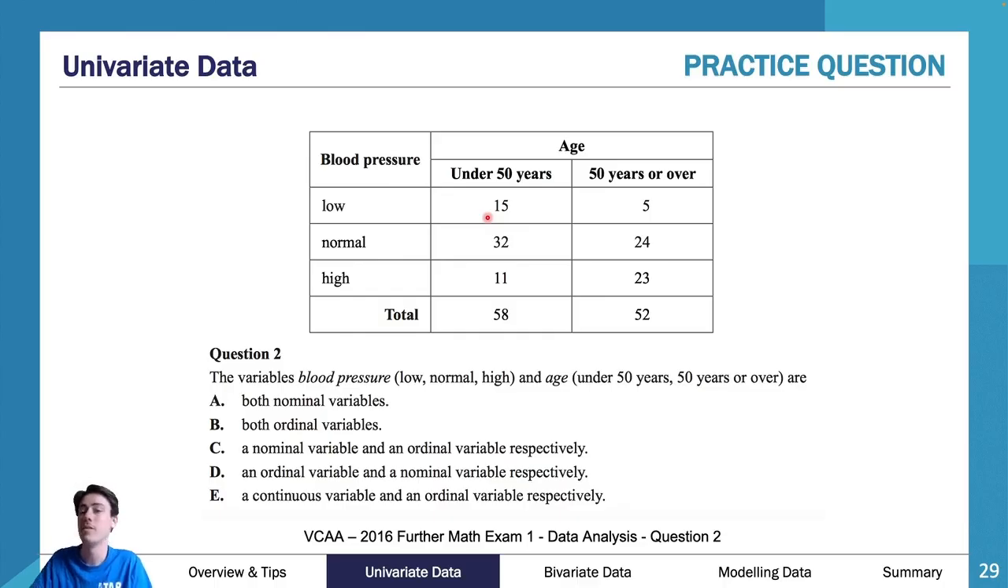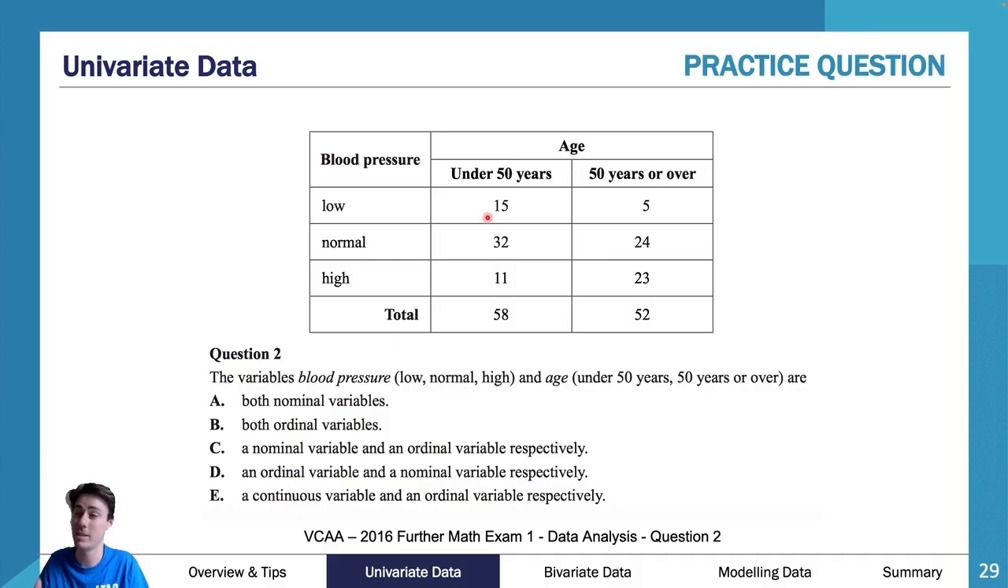Now, what was really interesting about this question is a fair proportion of people thought this might have been a numerical piece of data. So they thought this could have been a continuous piece of data. And so a lot of people went for E. And then a lot of people also went for D, because we had an ordinal. So we clearly had an ordinal. So that's covered with our low, normal, high. But a lot of people said, oh, well, under and over 50, it's just two categories. So we're just going to say this is nominal.